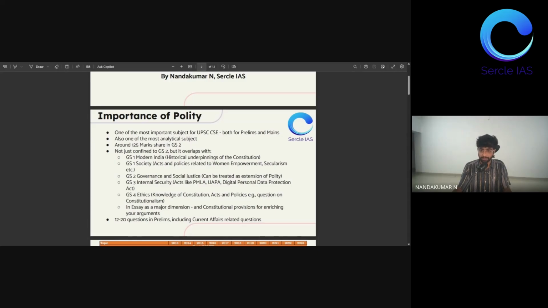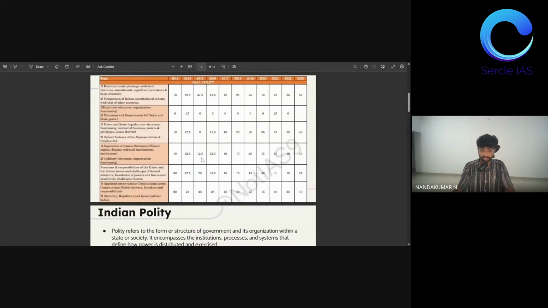The importance is clear. I'll show you the importance with respect to numbers or marks. This is a screenshot of the PDF shared in our group, Telegram channel. It has been made by, I guess, Gigi, the captain's group. So from 2013 to 2023, this is the share of polity questions from the polity syllabus. I can clearly see it is always 125 or around that figure, but a few elements are missing here.